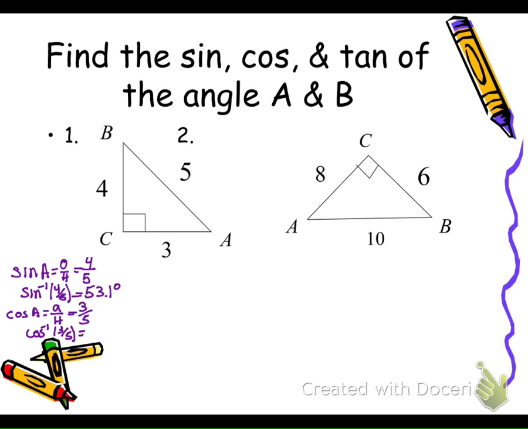It is 53.1. That is correct. It is the same thing. Okay, and then we have tangent, which is opposite over adjacent. We are at Bree and Dion again. What is opposite of A?